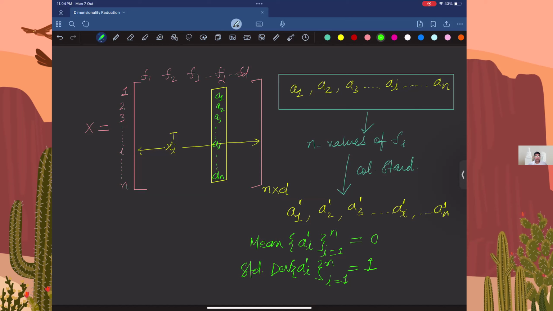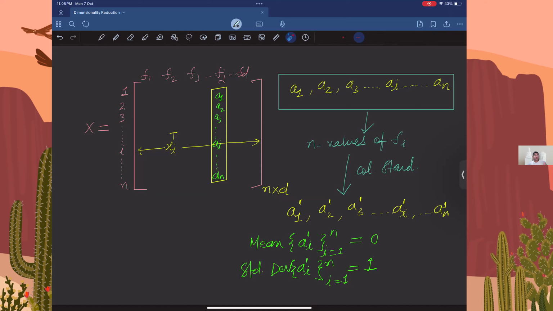Now, let's understand this thing. Let me explain this again. I have transformed the data from A1, A2, A3, AI, AN to A1 dash, A2 dash, A3 dash, AI dash, and AN dash. But what if, when I transform the data, I make sure that the mean of my transformed data, that is the mean of this AI dash, is always 0, and the standard deviation of this AI dash is always 1. Fine.